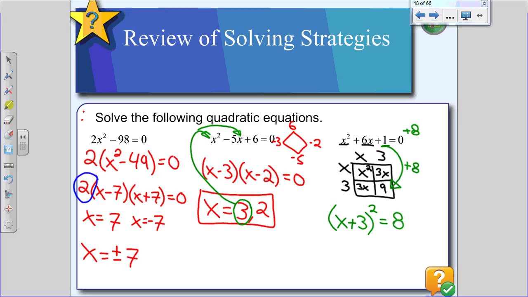What's the first step to solving this thing? Square root both sides. When I square root things, what do I have to put in front of it? A positive or negative. So I have x plus 3 equals positive or negative root 8. Then what do I need to do? Subtract 3 from both sides.